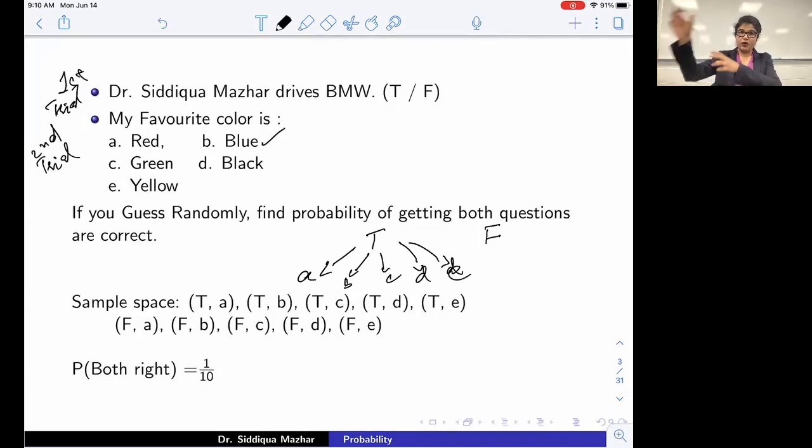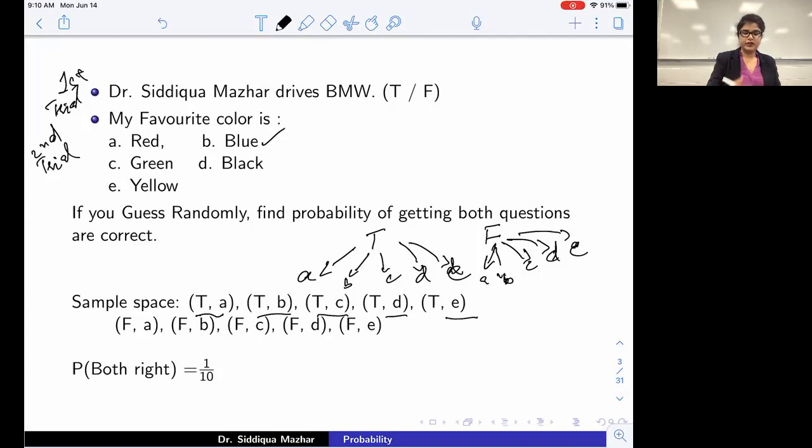If you choose false, then again you have 5 choices: A, B, C, D, and E. So when we write it as a sample space, this is how we write it: true A, true B, true C, true D, true E, and then false A, false B, false C, false D, and false E. So how many choices can I have if I combine both of these experiments? There are 10 choices I can have.